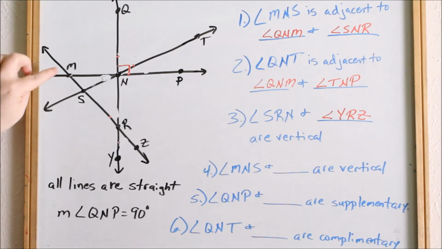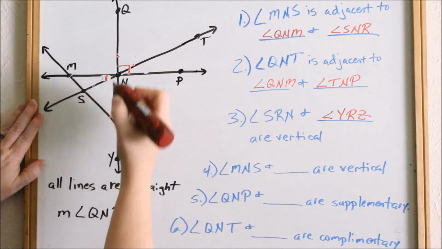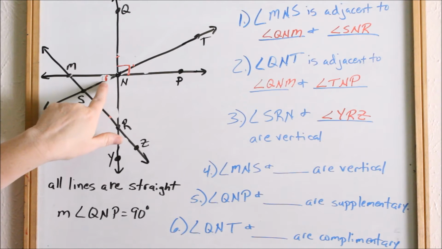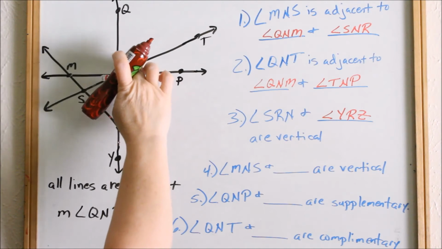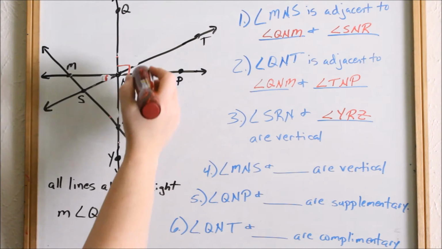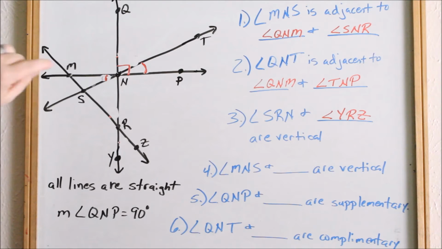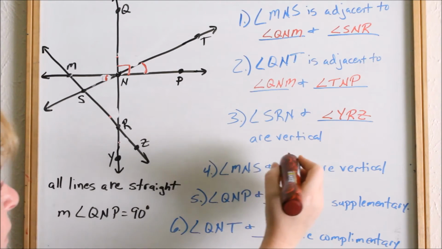Okay, number 4. Now we're starting with angle MNS, and we want to know which angle is vertical to it. Following the letters, that's back at this one right here, marked here. This little angle there, MNS. I want to know which angle is opposite of that and forms a V. That would be this red one right here. See how they're opposite and they form a V? So we would call that angle TNP.